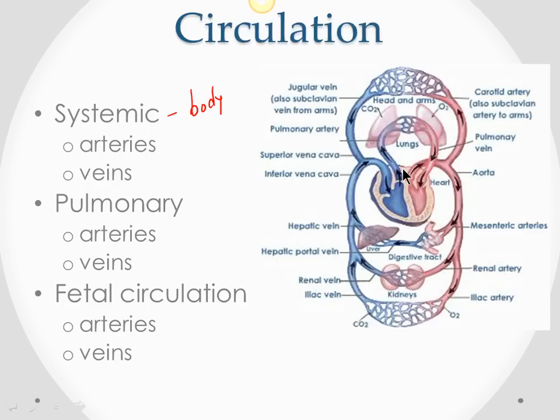So the major blood vessels, if you think about it, you can say the aorta and its branches and the vena cava and their tributaries are the systemic part of the circulation.